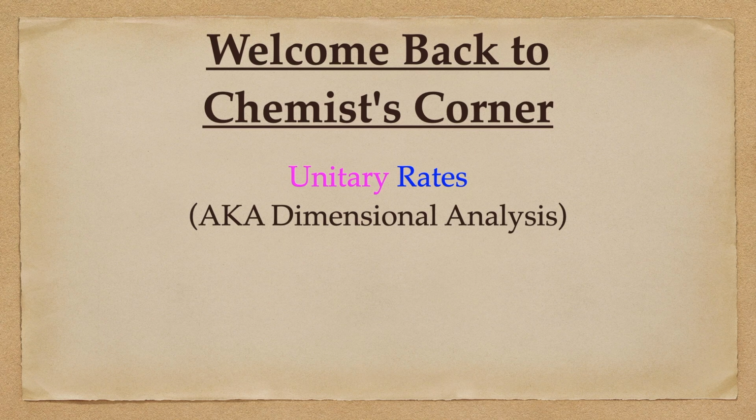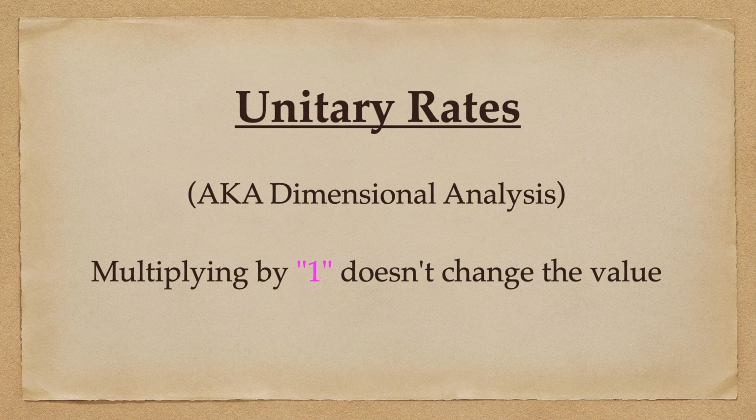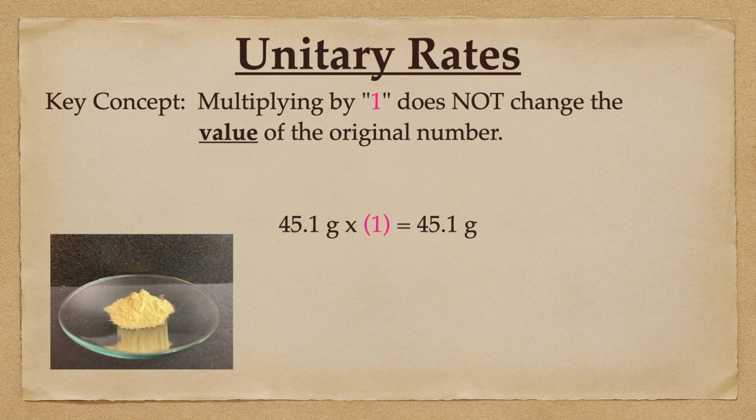In this lesson, we will be studying unitary rates, also known as dimensional analysis. The key concept in unitary rates is that multiplying by the number 1 does not change the value of the original number. For instance, 45.1 grams of pure sulfur times 1 is still 45.1 grams of pure sulfur.